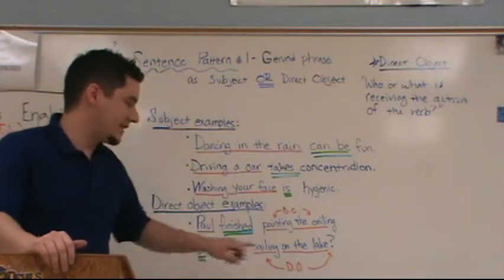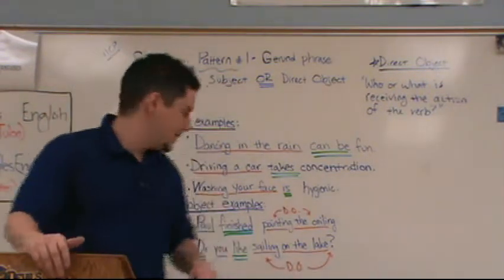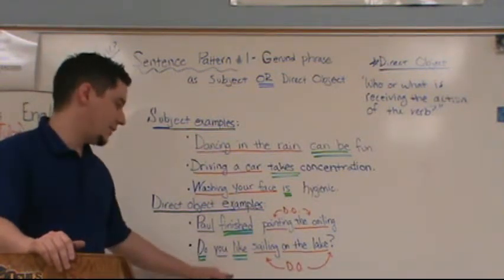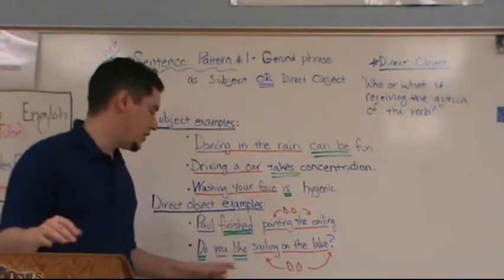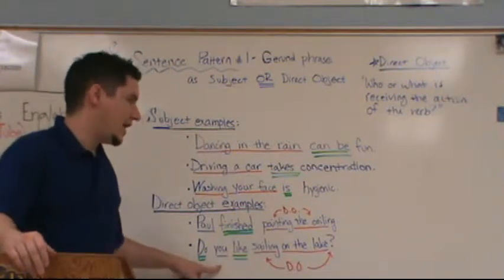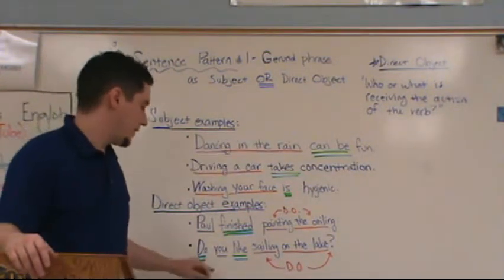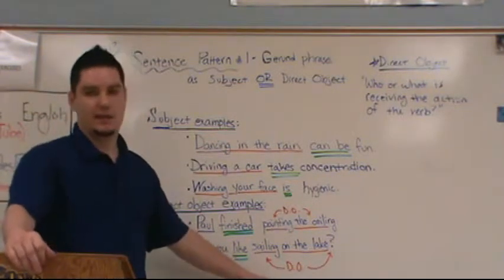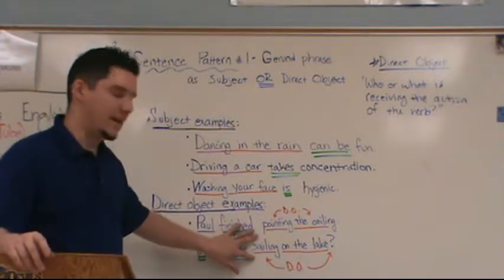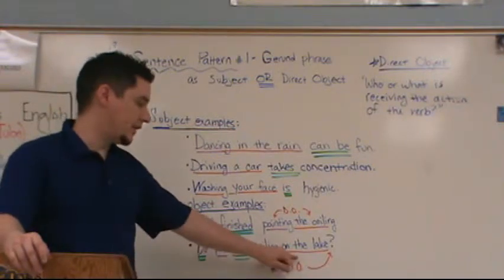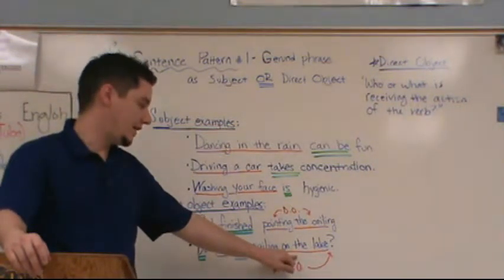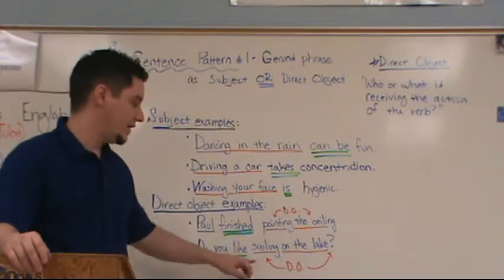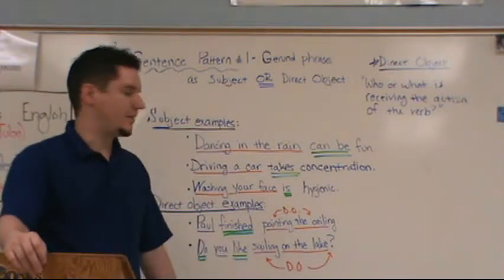The second example of a direct object: do you like sailing on the lake? In this case, do like is your verb. We ask, well, who likes? You. You is the subject. Now, to find that direct object, again, who or what do you like? Well, you like sailing on the lake. In this case, our gerund, sailing, is joined by some related words, on the lake. That together makes a phrase because it's not a clause. So sailing on the lake is our direct object.